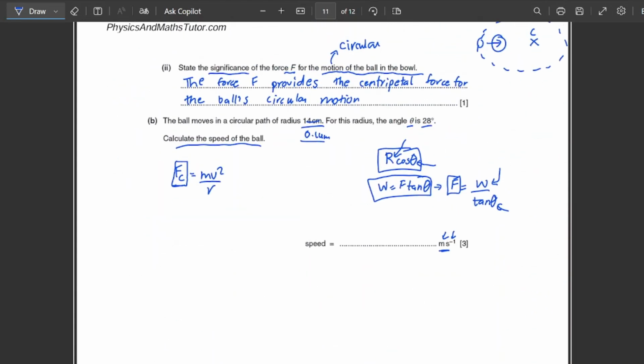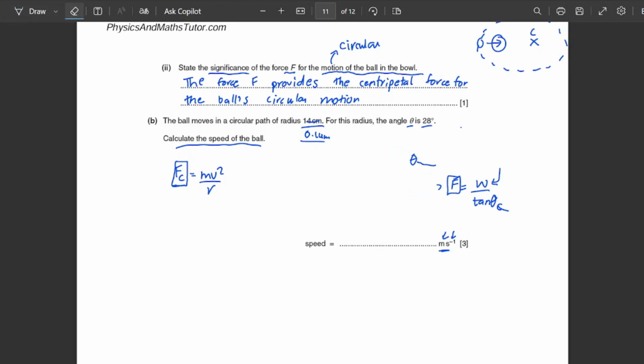So it says the ball moves in a circular path. Calculate the speed of the ball. How do I do that for the radius 28? Okay, so I don't have the R and I don't have W. So this is a mathematical problem now. I have a lot of unknowns, and I don't want that many unknowns. I need to get rid of these unknowns.